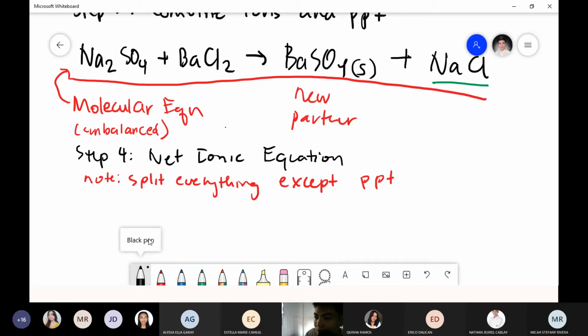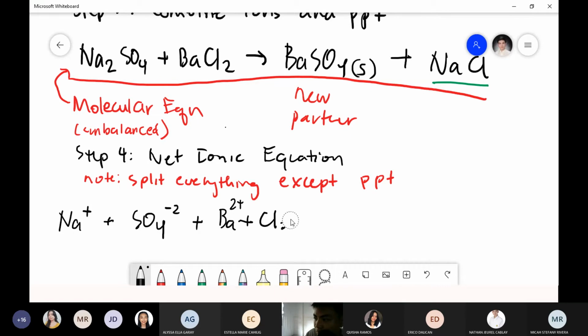Because we know that this will be joined talaga. Hindi mo talaga mapaghihiwalayan kasi precipitate yan. So let us split Na and SO4 into ions. Split natin to into ions. Split them into ions. Ito, you should not split this, okay? Kasi yun yung sabi sa net ionic. You split everything except the precipitate. So yun, you just copy it as is.